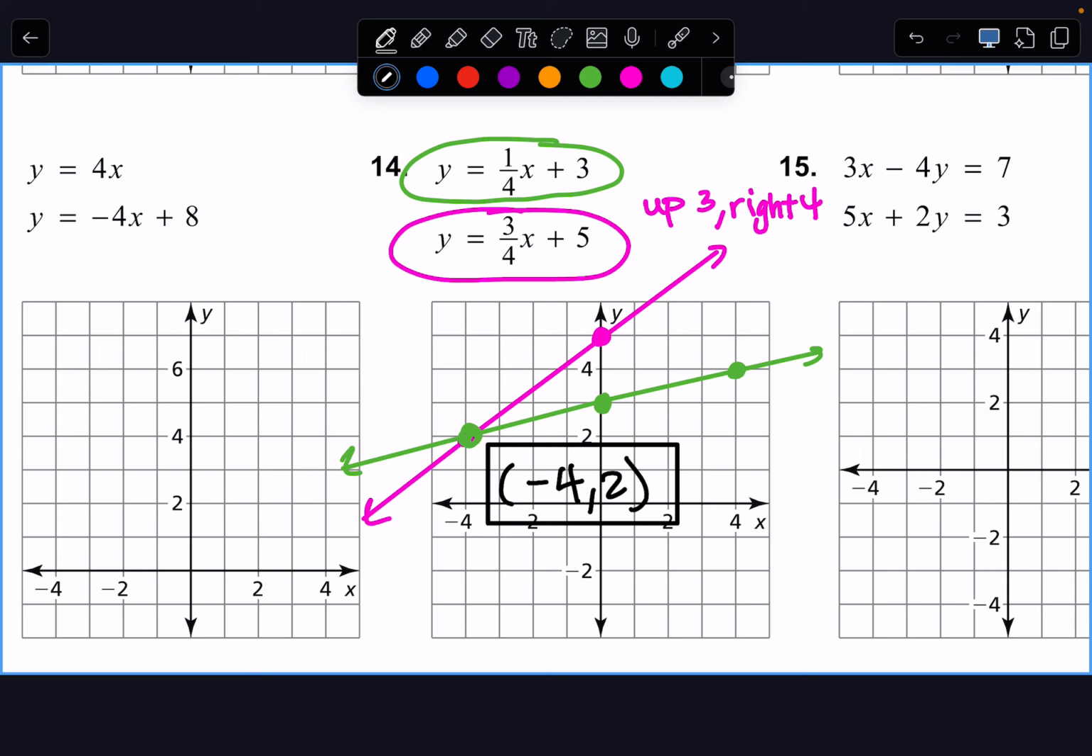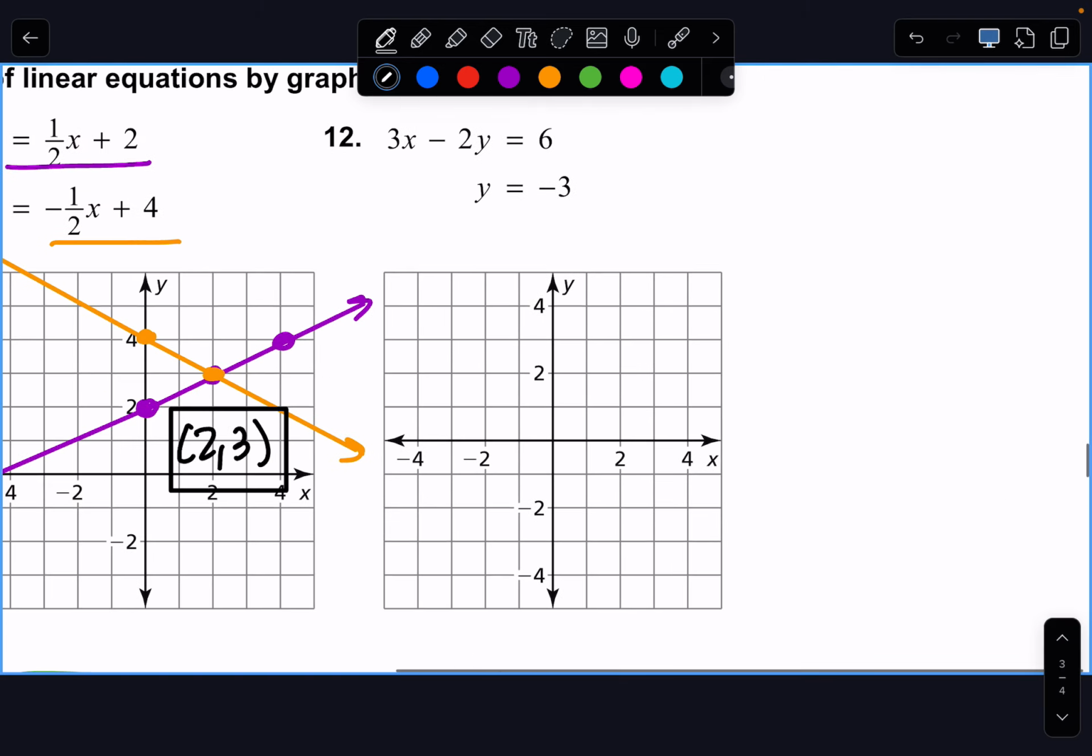Okay, we are sometimes going to have to count slope forwards and backwards. And no matter what, do we need to be doing with our coordinate? Checking it. 1/4 times -4 plus 3, does that equal 2? Yep. 3/4 times -4 plus 5, does that equal 2? Okay.